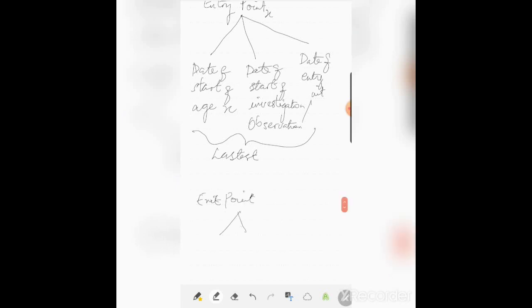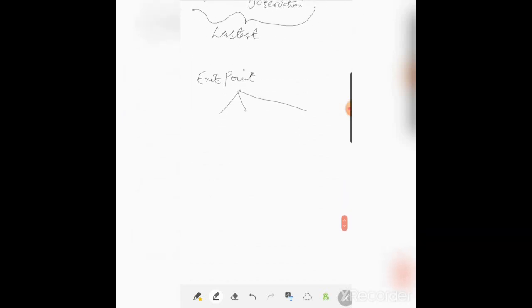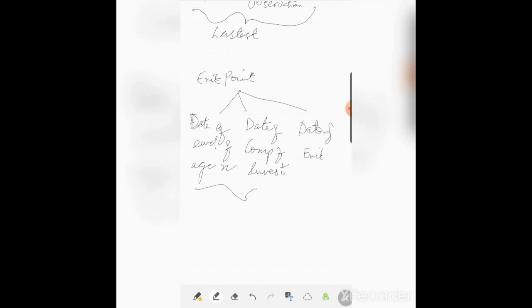Similarly, when I'm looking at the exit point, again I'm looking at the date of end of age x, or date of completion of investigation, or date of exit. Of which of these 3, which is the earliest?